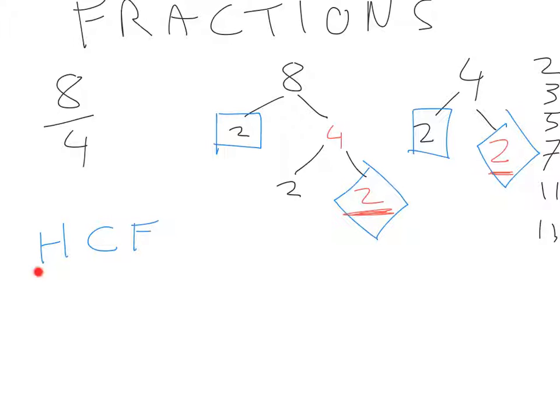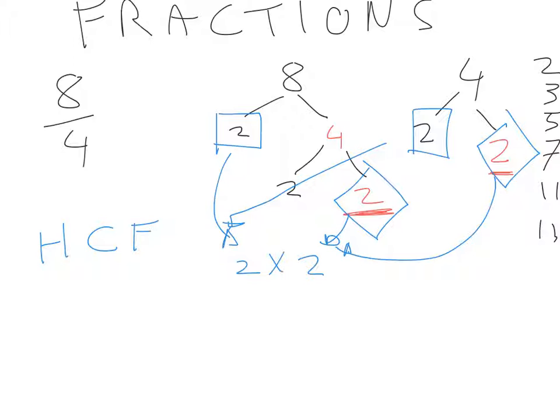Now what we have to do is find the highest common factor. It is just the multiplication of all the common factors. So we take this 2, that is basically this one, and I take this other 2, that is basically this one, and I multiply them together. So I will get 4 as a result. So 4 is our highest common factor.